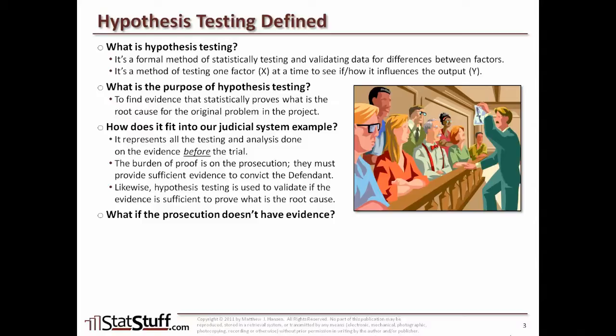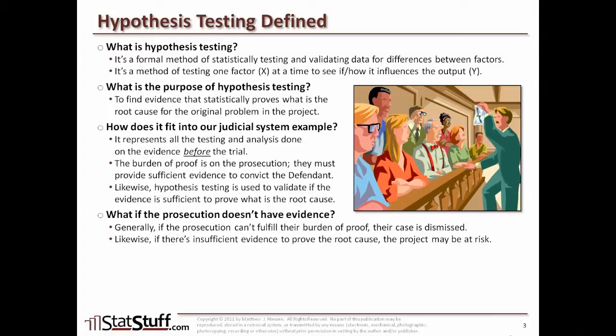So in the judicial system example, what if the prosecution doesn't have evidence or not sufficient evidence? Well, if the prosecution can't fulfill the burden of proof that's on them, then their case is typically going to be dismissed. In the same way, if we don't have sufficient evidence to prove what's the root cause, then the project may be at risk.